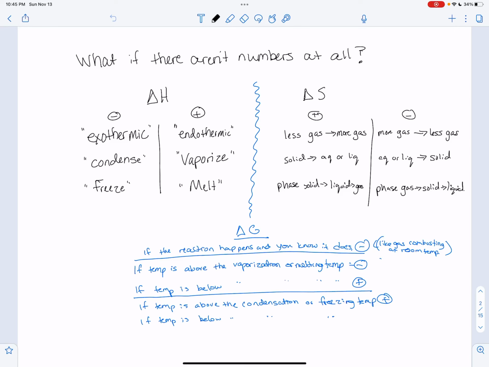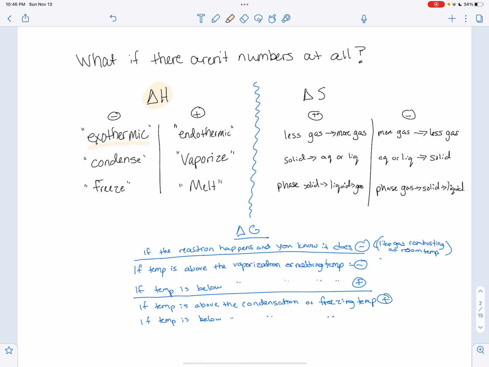So we've gone through all of the process of showing you how to solve these problems with numbers. So now we're going to back off and just say, can you understand the theory in terms of what's going on in a reaction or a phase change? So if we had to predict the sign of delta H, you can use certain things about the reaction to predict it.